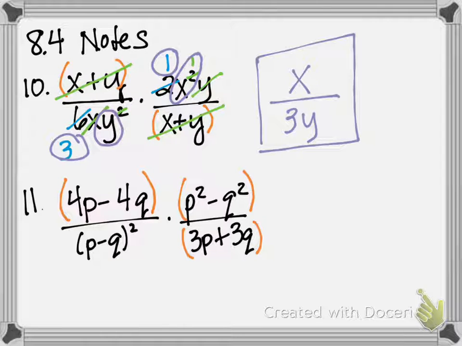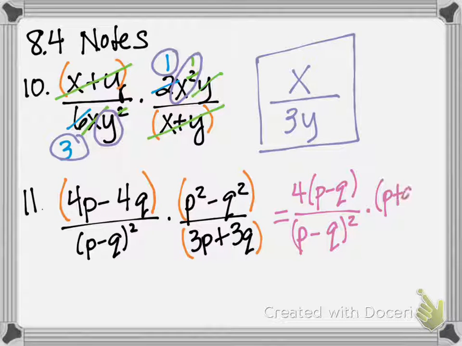The only way you are able to reduce any of this is if you factor stuff out and everything is being multiplied. So what we're going to do is rewrite the top left fraction as 4 parentheses p minus q. Whenever you have two terms, you either are going to factor out a common term, or it might be like the top part of the second fraction where it is a difference of squares, and you can write that as p plus q and p minus q. And then on the bottom of that second fraction, we're going to factor out a 3, and then we're going to be left with p plus q.